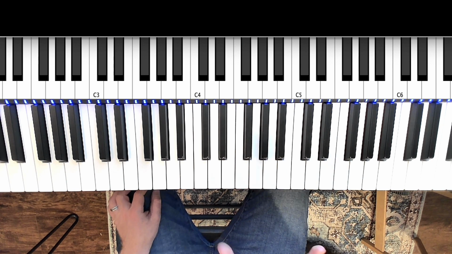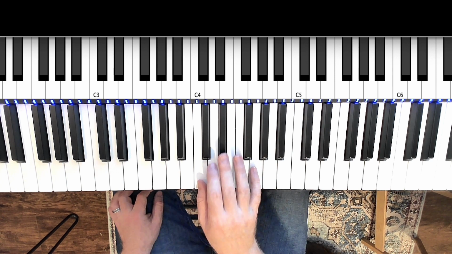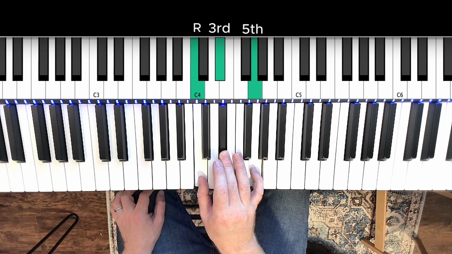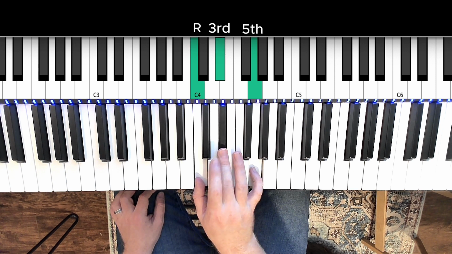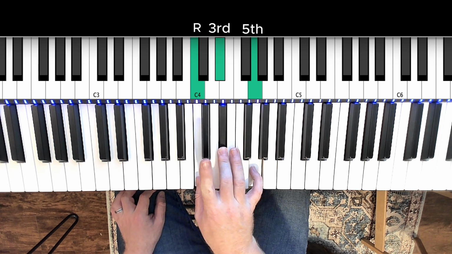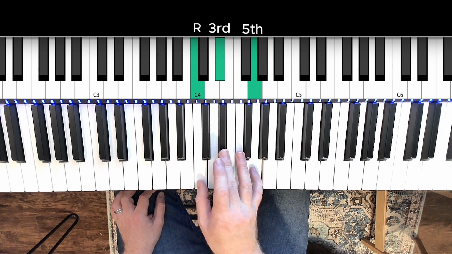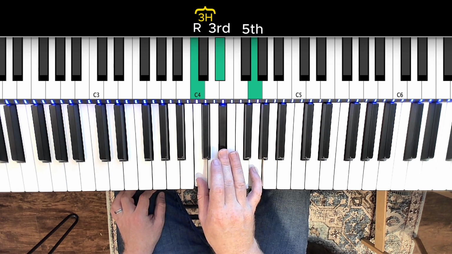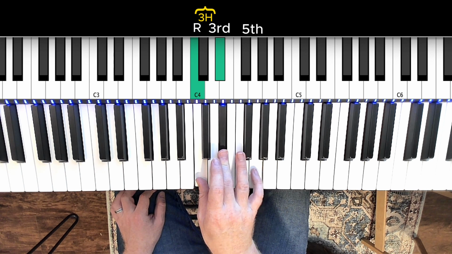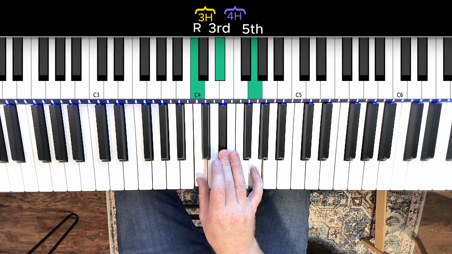But let's zoom in just a little bit and see what's happening with the half steps. Okay, so if we start here on our C minor, and we look at from our root to our third, let's count the half steps. 1, 2, 3. Okay, so it's switched. Now there's 3 half steps from our root to our third, and then from our third to our fifth, 1, 2, 3, 4. So it's been flipped.